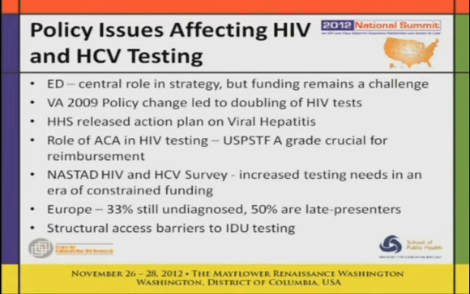The VA policy change in 2009 mandating routine testing led to a doubling of tests, but again, they didn't come close to achieving routine.